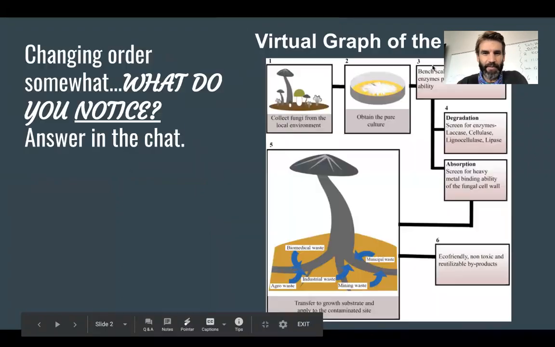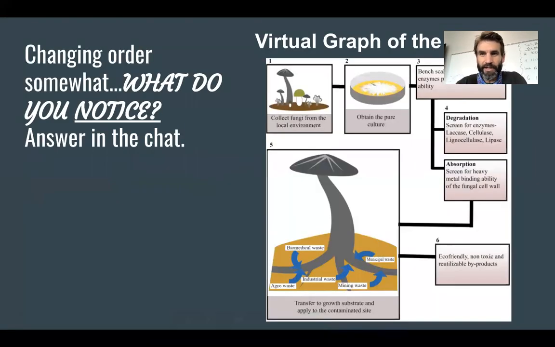Ecology unit virtual day number 3. So we started off like we're going to do every day now. We kind of flipped the order a little bit to start with graph of the day. We started talking about what do we notice about this graph?